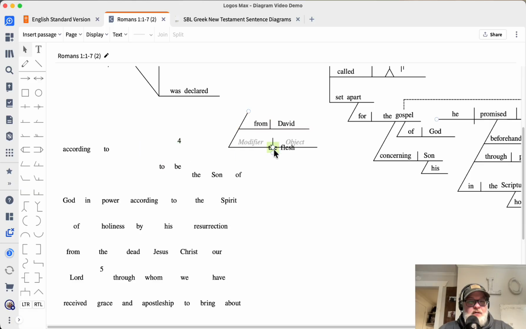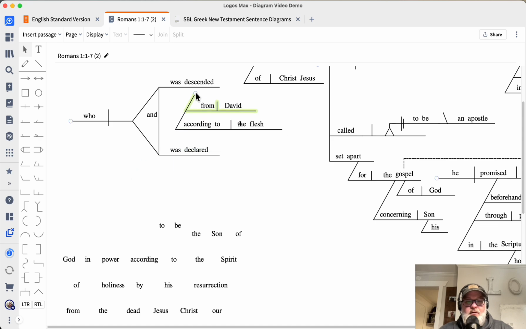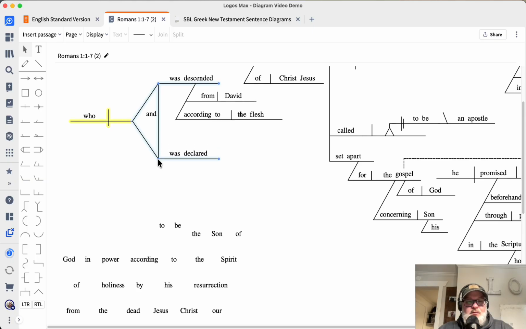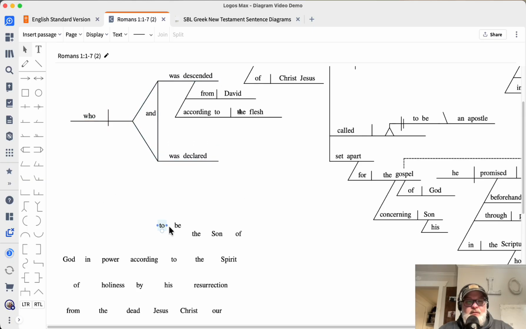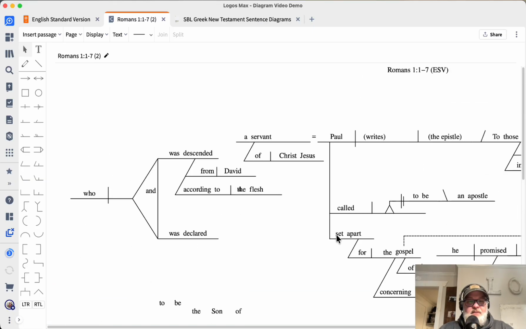I'm going to take this object here, the flesh, and put it first, and then lengthen that out some so I have room, because this according to here is acting as a single preposition. I don't believe it's two. I believe it's acting as one. That's something else that we dealt with in our written tutorials.